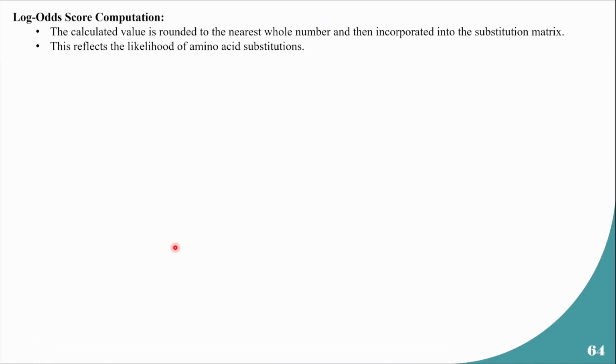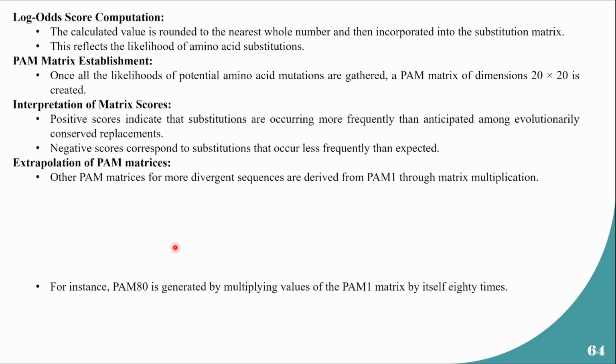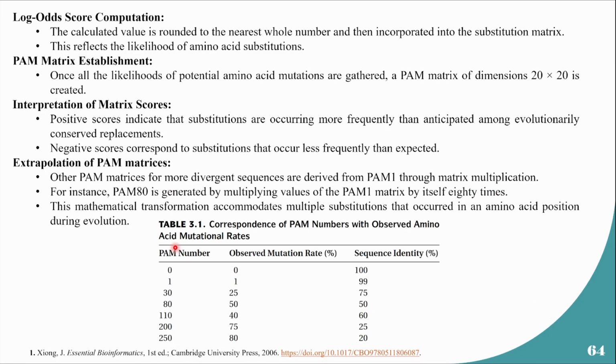Of course, ultimately the score is converted to a log odds score, and the interpretation you can get is something like this. If it is a PAM1 matrix, that means the observed mutation rate is 1%. So 1% of the positions in the sequence are changing, right? So sequence identity remains 99%. Similarly, if you go to a higher level PAM matrix, for example PAM 250, you will see that the observed mutation rate is much higher, 80%, versus the sequence identity, which is only 20%.